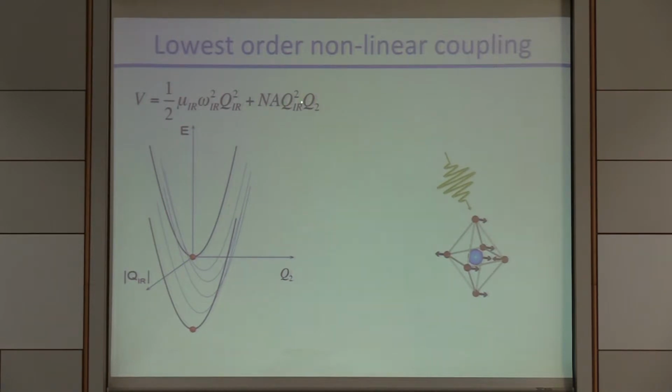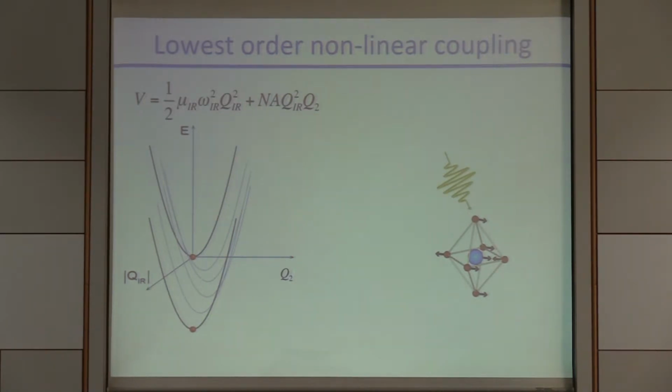And let's say that I have something that depends on the square of the mode that I'm driving and linearly on another mode. And what this means is that if I think about this term in a frozen phonon, if I move my IR mode and then I stop there, the minimum of potential of the other mode is going to shift, okay? This is the same physics as thermal expansion.